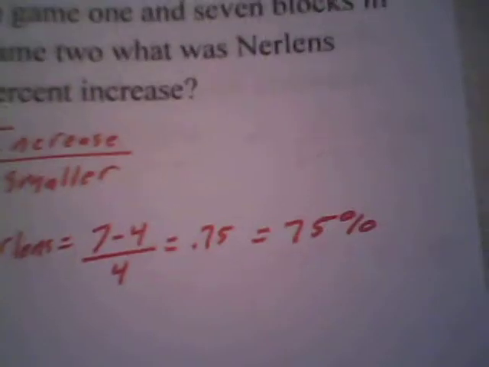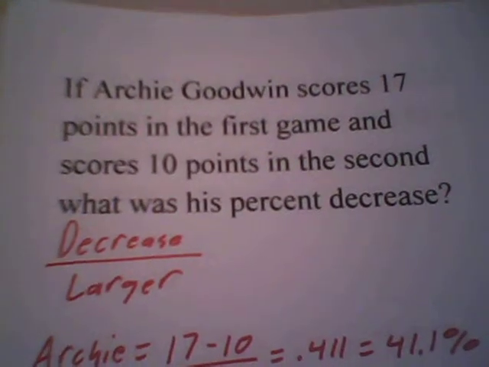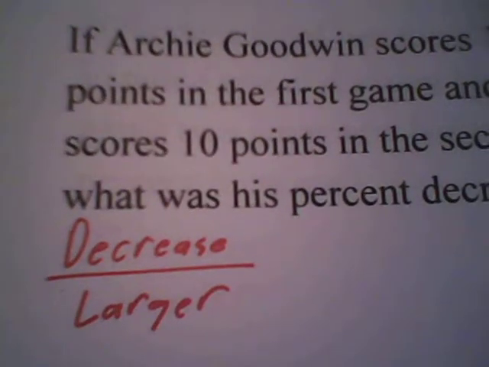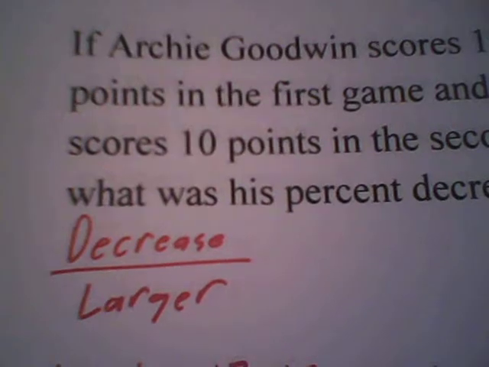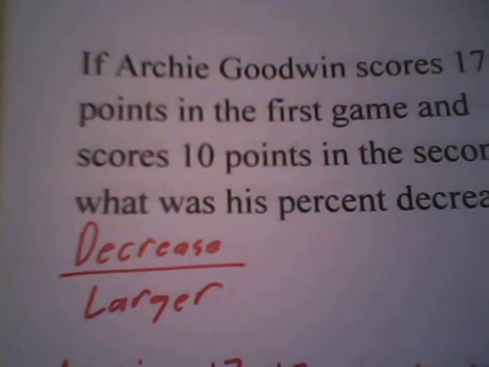One more question and we should be through this. You'll have the hang of it, I believe. If Archie Goodwin scores 17 points in the first game and scores 10 points in the second, what was his percent decrease? Formula is the decrease over the larger number. Remember that. And then decrease over the larger number for percent decrease.